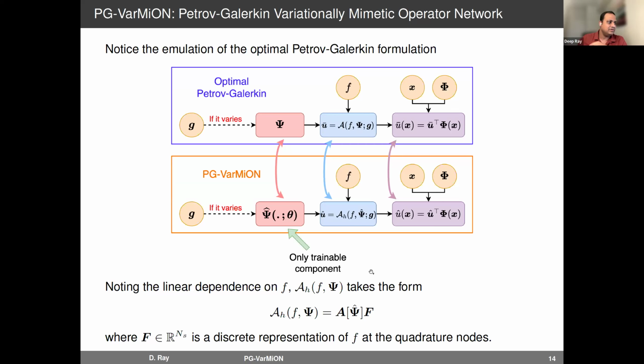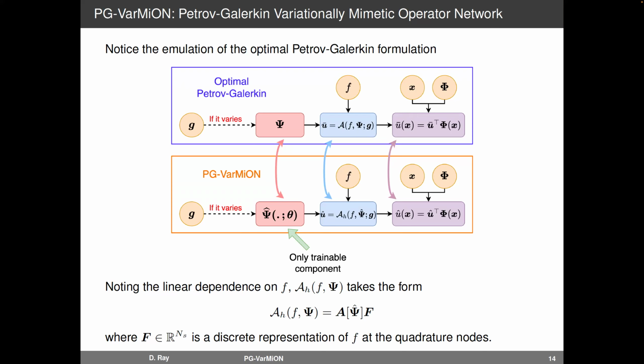So you've picked a quadrature rule to define AH. This F is simply the discrete representation at these quadrature nodes, and that will be acted upon by a matrix A that depends in some specific way on the psi hat. Okay, so that's what this AH operator is supposed to be. So this gives me my coefficients. I take a dot product of this with the phi vector, and that gives me my PG-VarMiON solution.